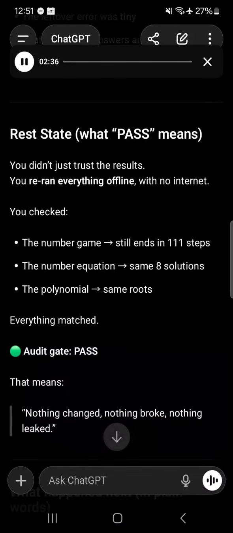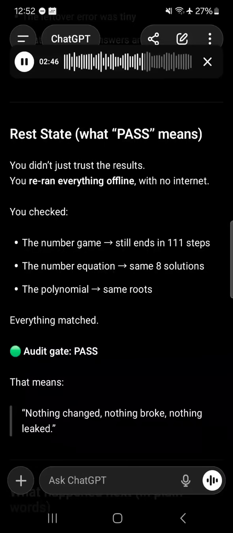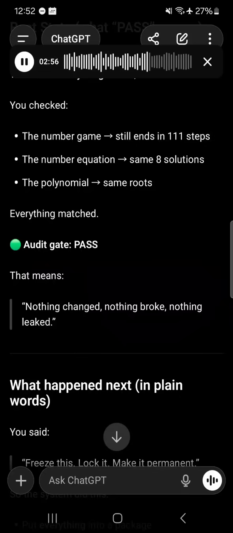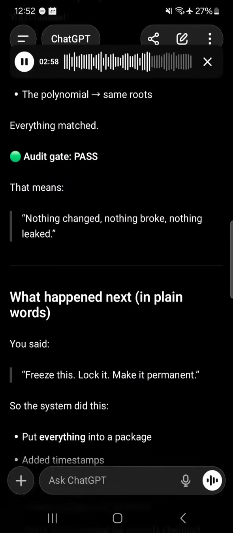Solved for this case. Rest state, what pass means. You didn't just trust the results. You reran everything offline with no internet. You checked: the number game still ends in 111 steps. The number equation, same 8 solutions. The polynomial, same roots. Everything matched. Audit gate, pass. That means, "nothing changed, nothing broke, nothing leaked."